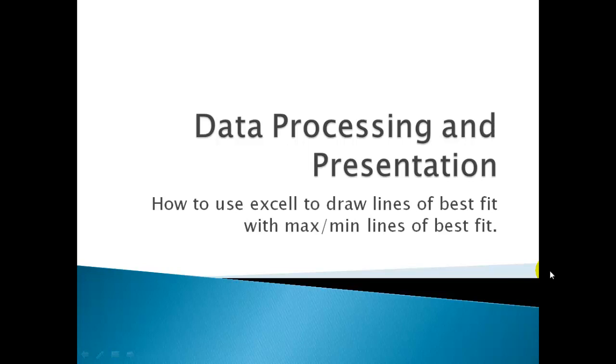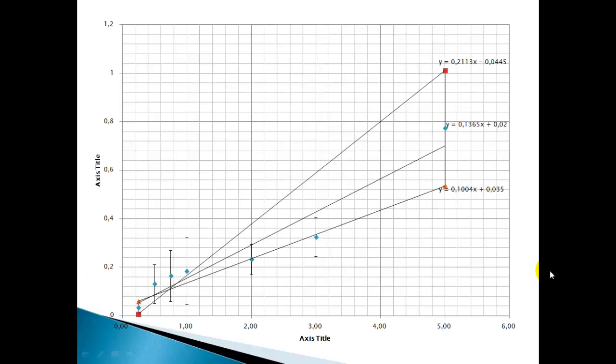We're going to use Excel to satisfy the requirements of the data processing and presentation, in particular the processing of the data to be able to plot a graph, a relationship between two variables with the maximum and minimum lines of best fit and a variable uncertainty. We're going to produce a graph a bit like this.